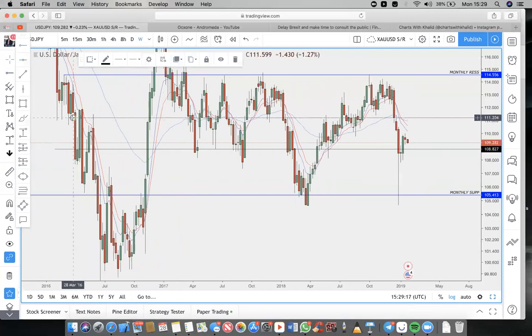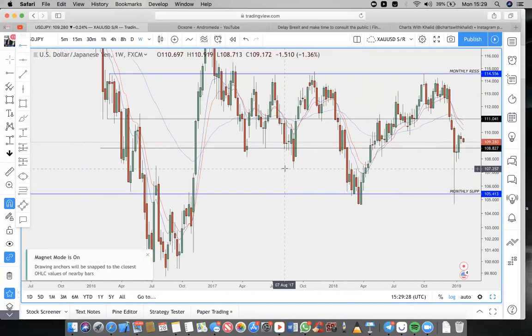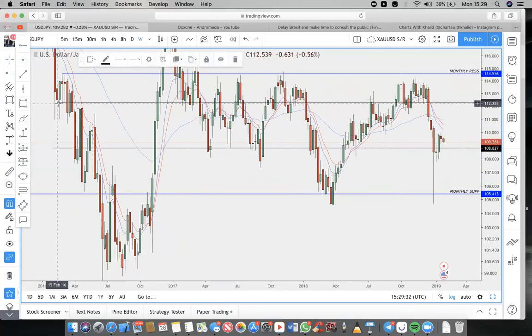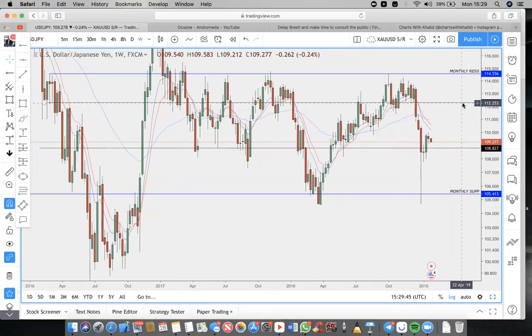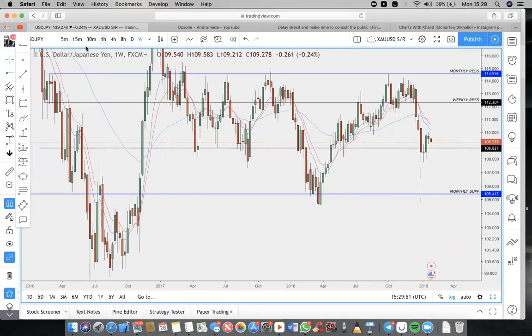So we can see here, let me just put my magnet tool back on. That's a nice weekly resistance there on the 112.3 area. As you can see here, I've got all these wicks and rejections and taps there. It's quite clean. So I'm going to put that there as a weekly resistance. So I'm going to need now weekly support.